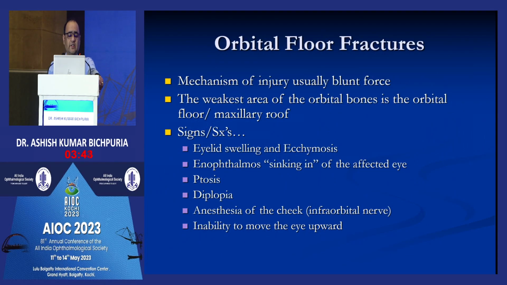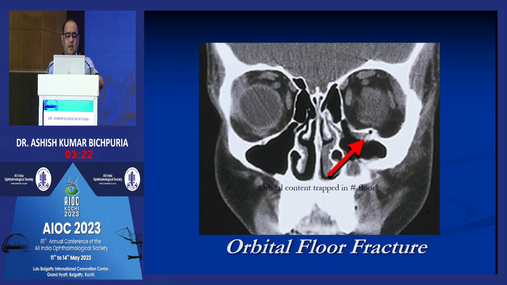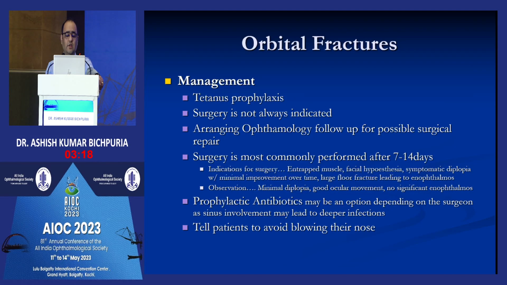Now the orbital floor fracture. Mechanism of injury is usually blunt force. The weakest area of the orbital bone is the orbital floor, maxillary roof, also known as blowout fracture. Signs and symptoms: eyelid swelling, ecchymosis, enophthalmos, ptosis, diplopia, anesthesia of the cheek, inability to move the eye upward. So this is the case. You can see the restriction of elevation, because there is entrapped muscle and orbital content in the floor fracture.